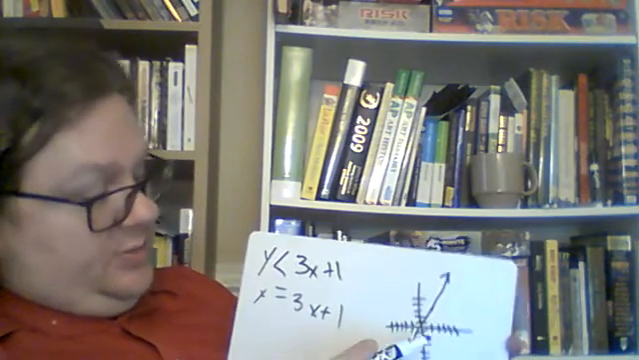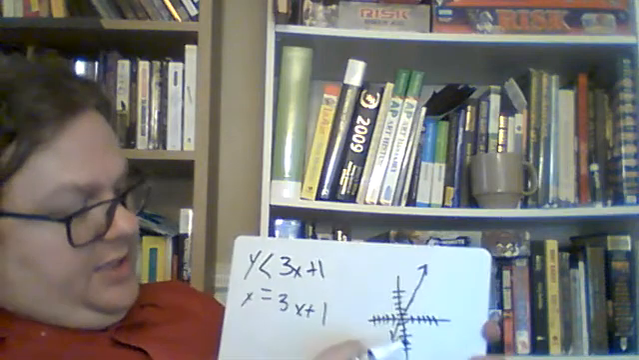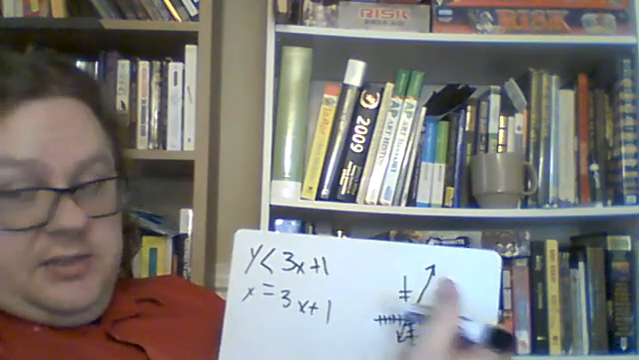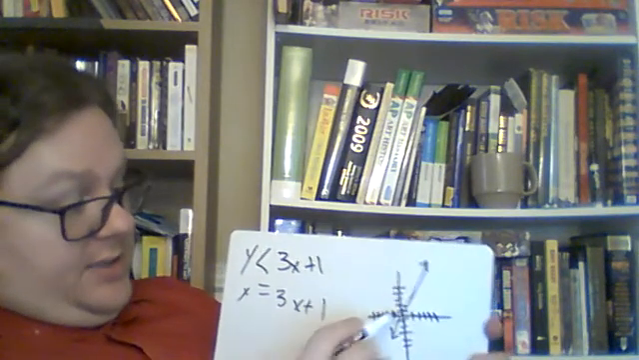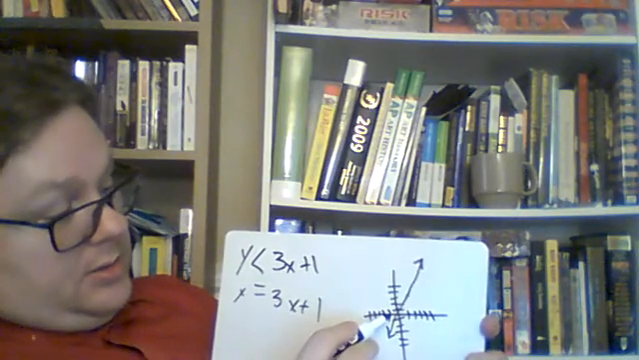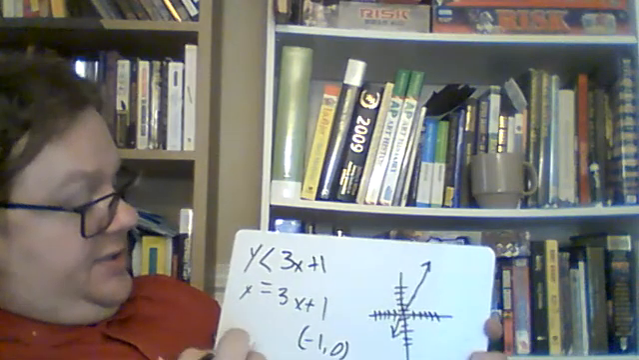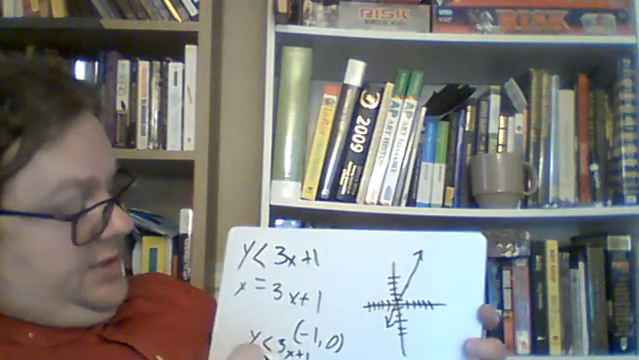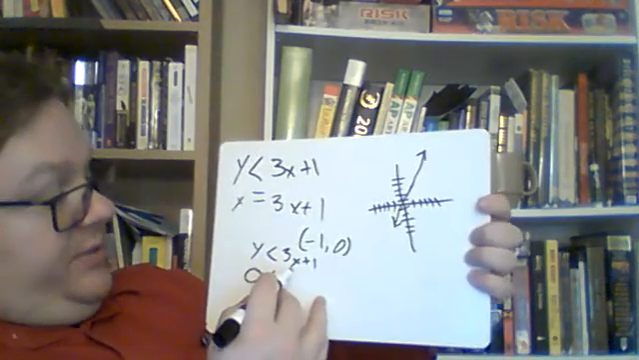Now I need to decide whether it's going to shade on this side of it or this side of it. I'm going to pick a point. I think because it's less than, it's going to be on the left side because it's pointing less than this way. I think. So that's what I'm going to try. I'm going to try the point -1, 0 and see if it works. y is less than 3x plus 1. So 0, right, because I took this 0 and put it over here, is less than 3x.